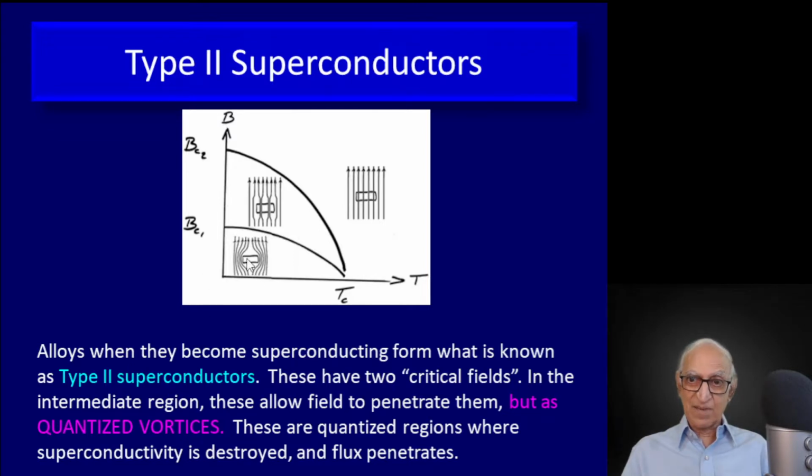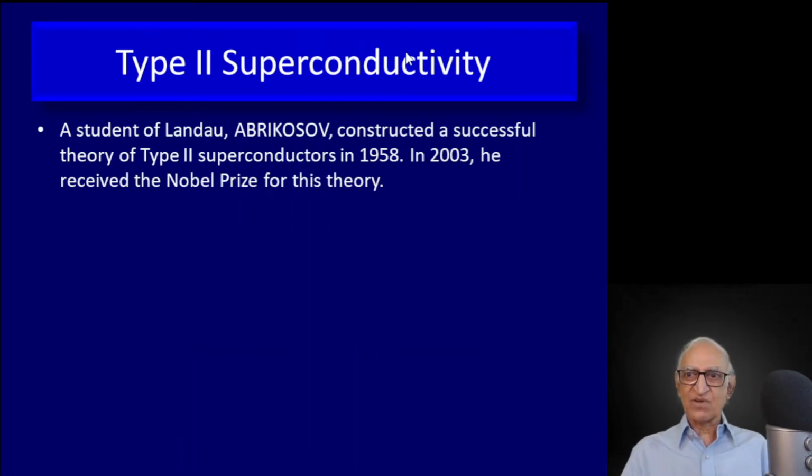It doesn't expel the magnetic field. But the magnetic field can only penetrate the superconductor as quantized vortices. Now, this was first argued by Abrikosov, one of Landau's students, and he constructed a theory of type 2 superconductors and quantized vortices way back in 1958. But Landau did not allow him to publish the paper because he thought this was all nonsense.